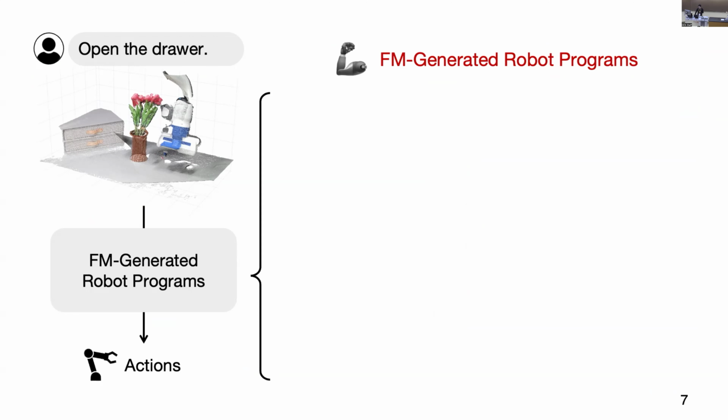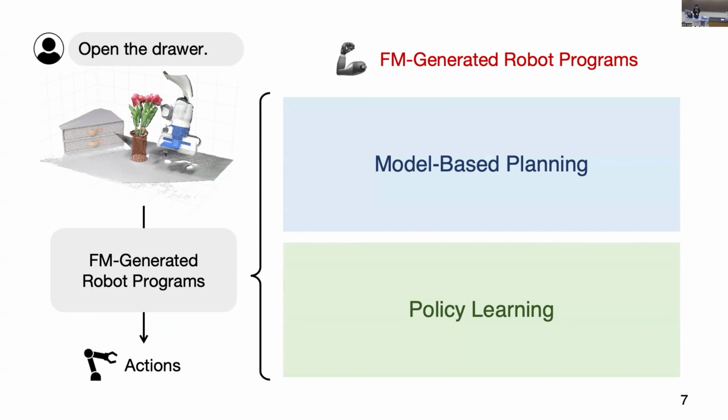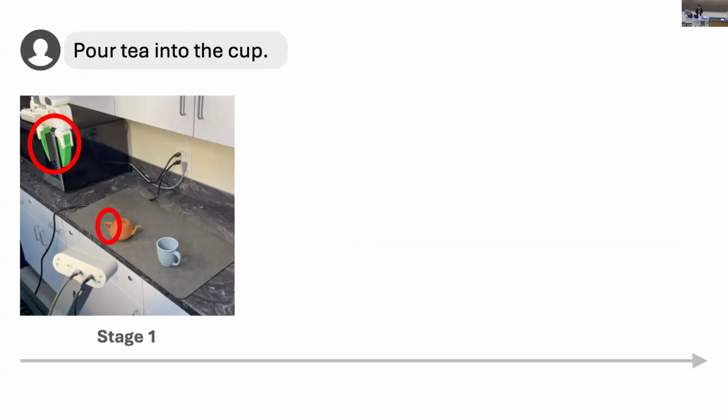So specifically for today, I'm going to show two works that show how this type of code is able to generate some kind of task specification or objective functions. It allows us to do both model-based planning and also policy learning. On the model-based planning side, I want to use a seemingly simple example to do the introduction. This task seems simple: pour the tea into the cup.